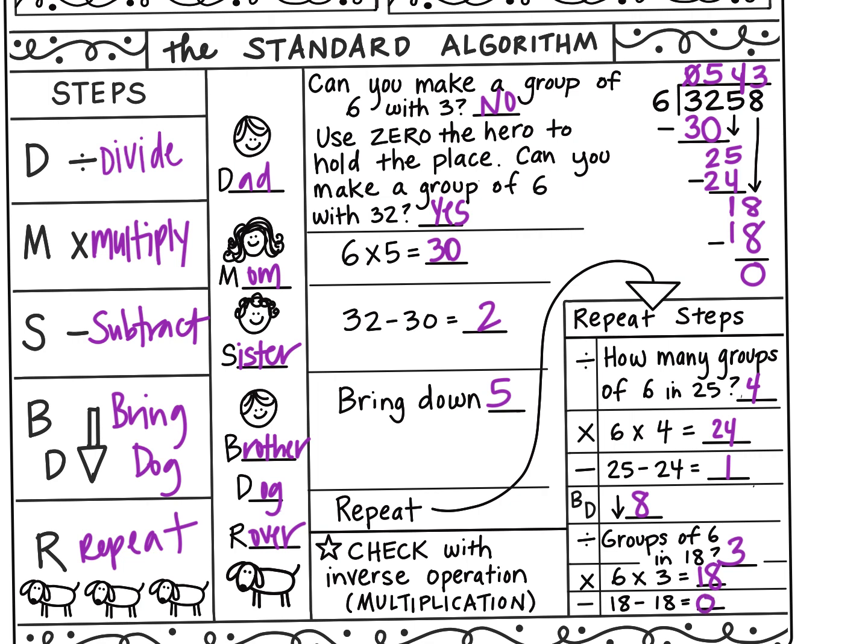If I were to have something left over and I've brought everything down and I've repeated all of those steps again and again, and I'm to the end of my division problem and I have 2 left over, what is that considered? Remainder. That is your remainder. Very good. Okay, you might have remainders when you're dividing.